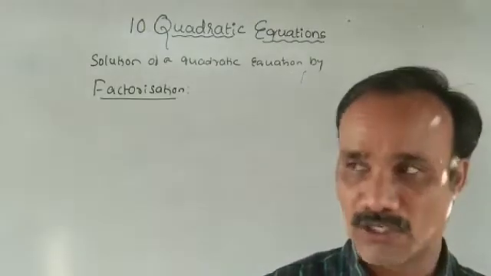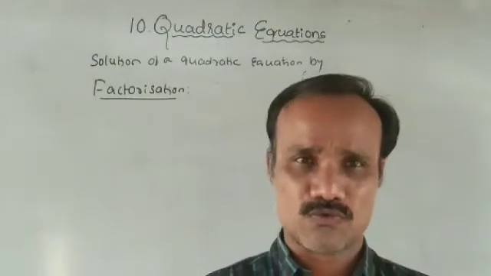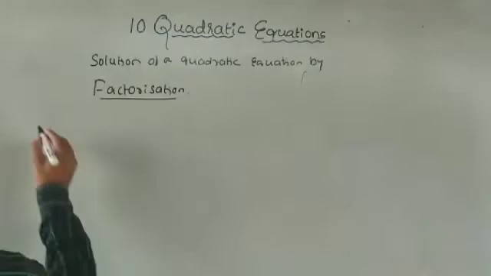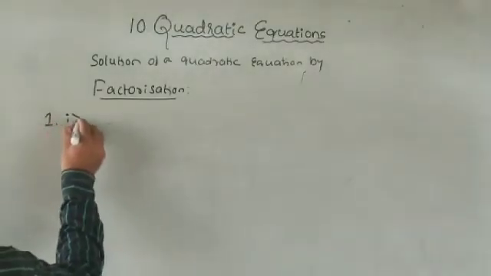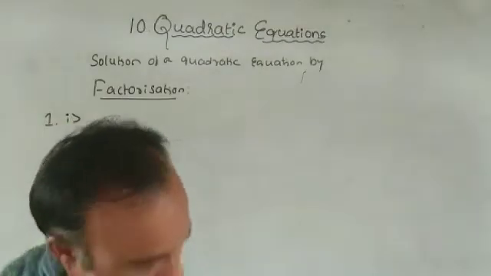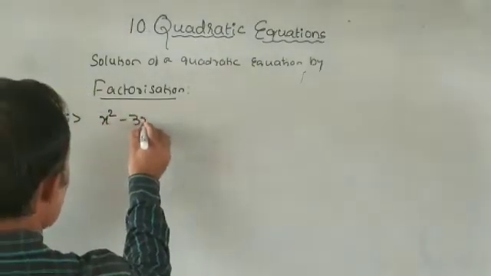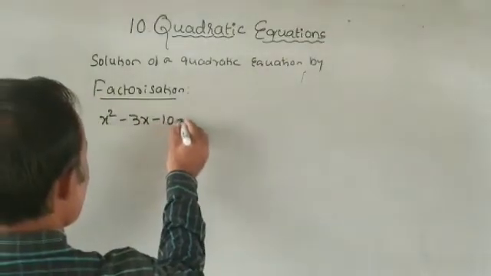So directly I will start your exercise questions. After the exercise questions I will give some homework questions. Okay, now please note down. Main question 1: x square minus 3x minus 10 is equal to 0.